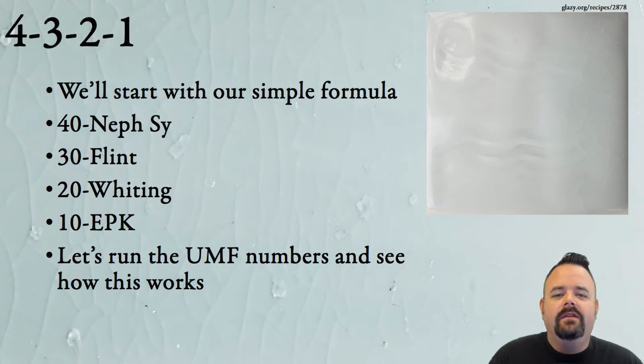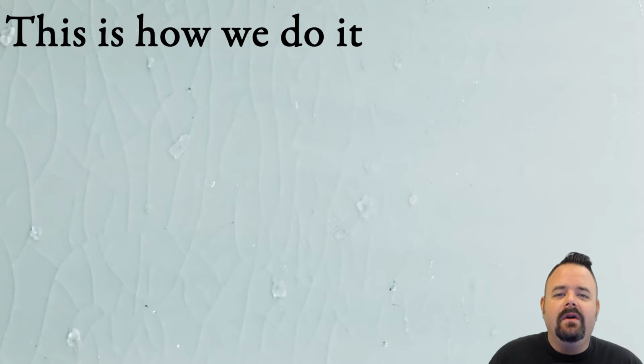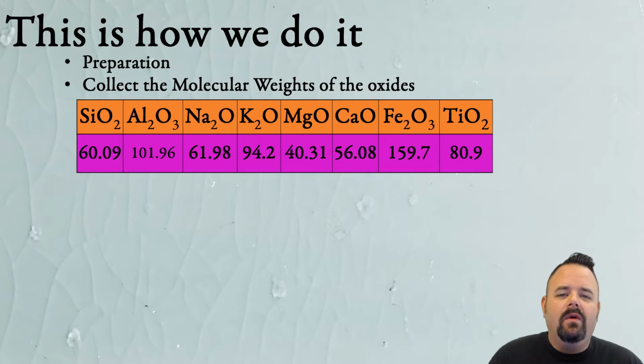First, we need to do some background. We need to go into our procedures, and we're going to need two pieces of reference material. The first is the molecular weight of our ceramic oxides. That's materials like silica, alumina, sodium, potassium, magnesium, calcium, iron, and titanium, and there's a few others that we're not using in this recipe, but will come up in other glazes.